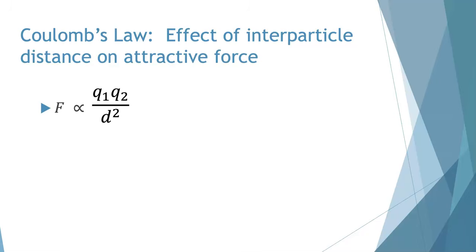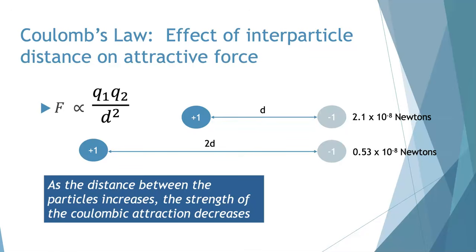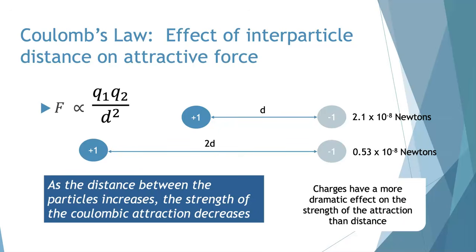The distance also is really important, right? So if we have two +1, -1 ions, and there's a certain attractive force between them, if we double the distance between them, we see that that force becomes less. Again, what I want you to take away from this conceptually is as the distance between the oppositely charged particles increases, the strength of the Coulombic attraction between them decreases. I do want to point out that the charges have a more dramatic effect on the strength of that attractive force than the distance does. So we always look at charge first and then distance.